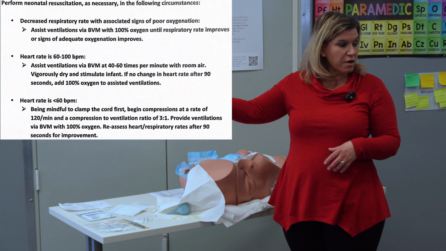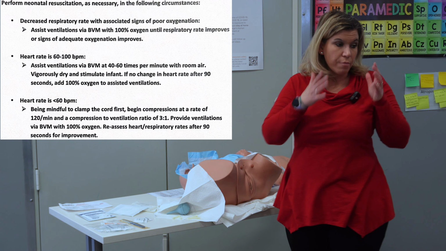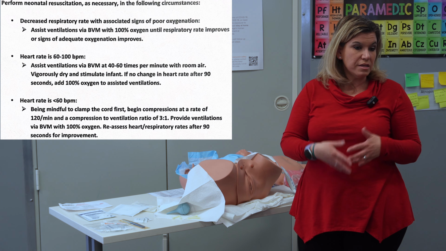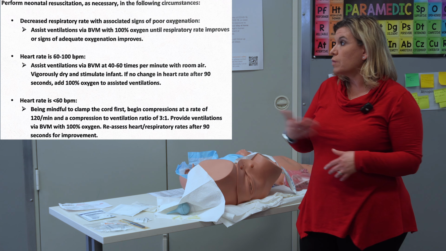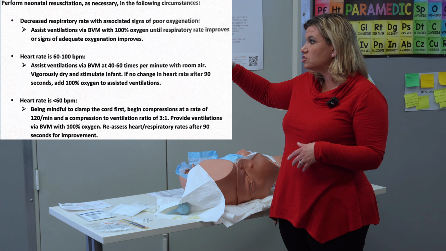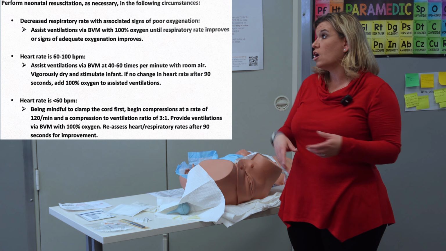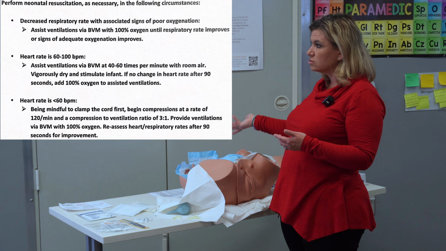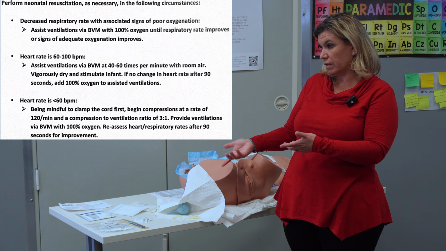Now, just like we talked about in class, if the heart rate drops, and you've done all that so far, my heart rate drops below 60, now I need to actually do compression and ventilations, okay? So remember your guys' compression and ventilation ratio is 3 to 1, and you guys are gonna provide 100% oxygen. Now hopefully already, because it says be mindful to clamp the cord first before starting compressions. Hopefully you've already cut and clamped the cord at that point, okay?